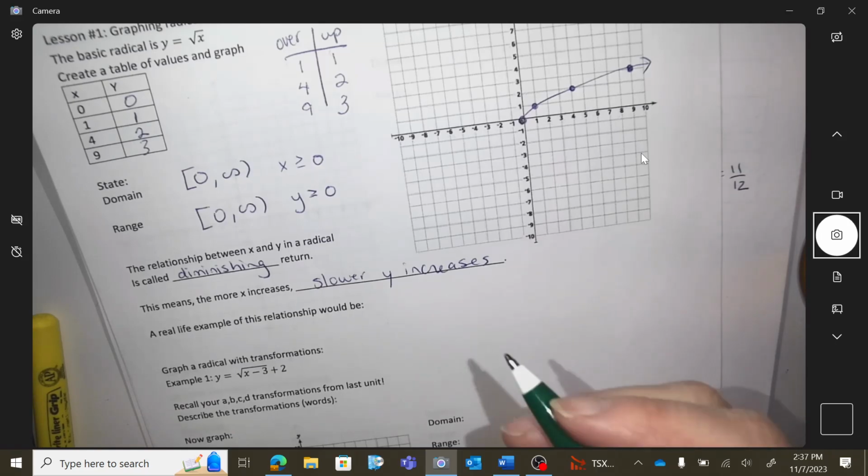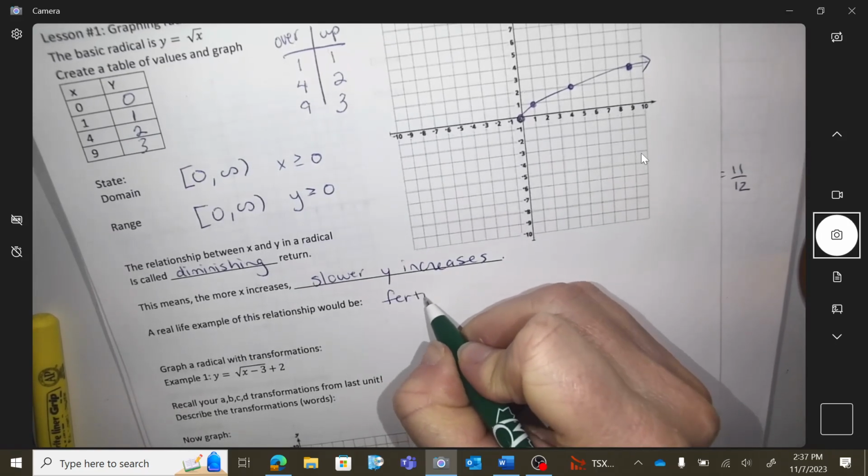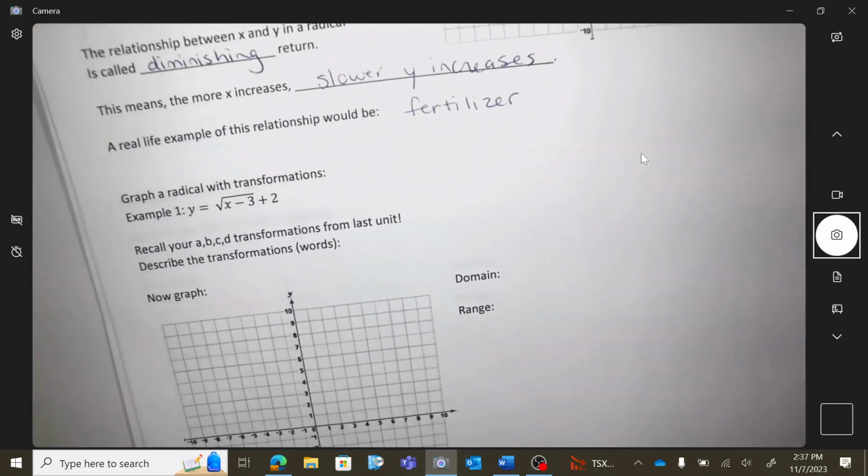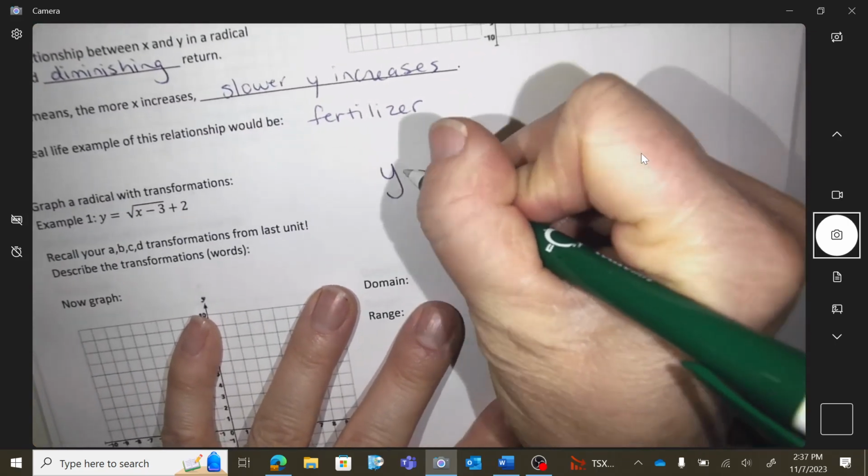So an example in real life would be something like fertilizer. If you put fertilizer on your crop, you're going to see benefits. If you keep putting more and more and more fertilizer on there, is it going to keep benefiting just as much? No. Eventually there's going to be a point where it's hardly benefiting. Okay?